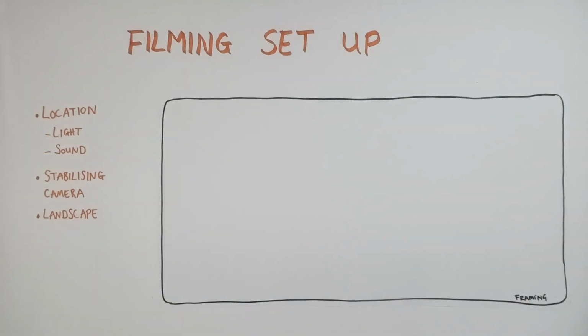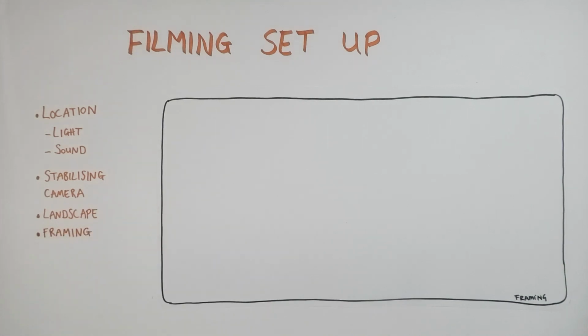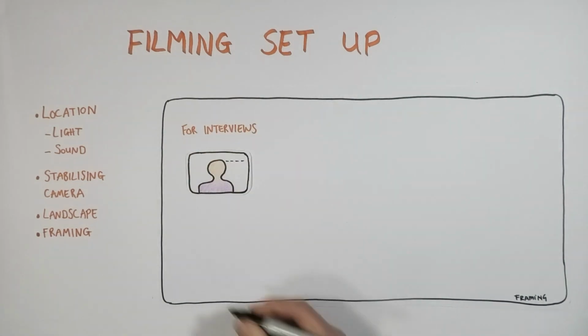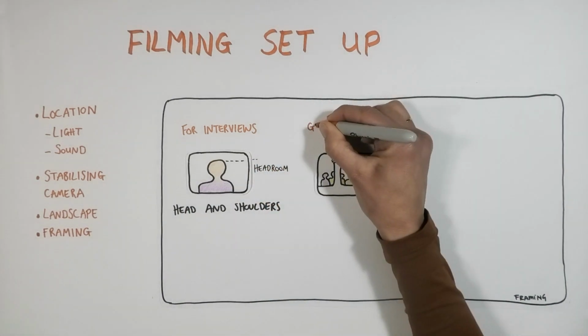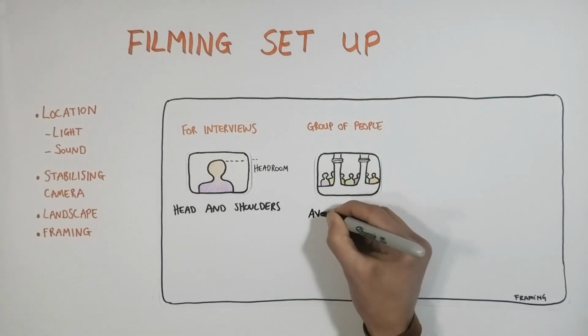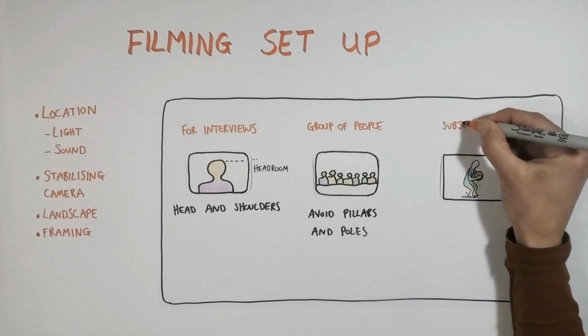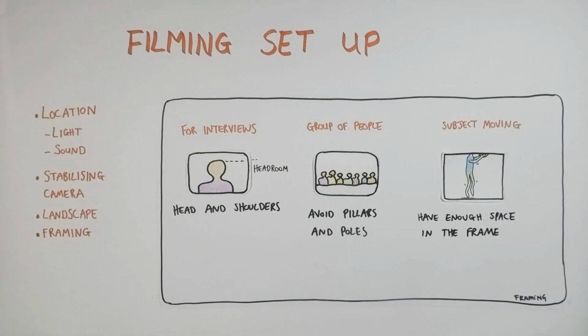Once you have decided on how to stabilize the phone, you can think about how you would like to frame your subject. For example, for interviews, a head and shoulders shot is best. Try to always leave headroom. If you are filming a group of people, make sure there are no major poles or pillars in the shot. If your subject is moving, make sure there is enough space so they are not moving in and out of your frame.